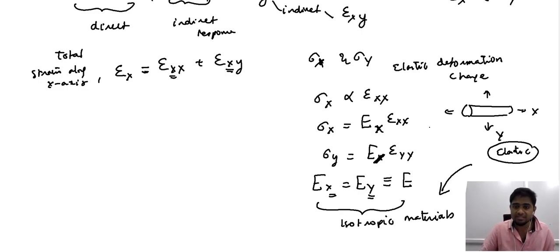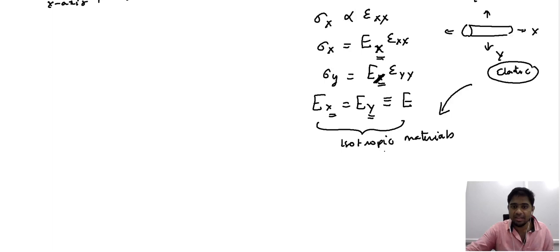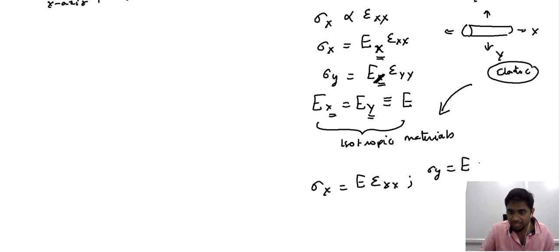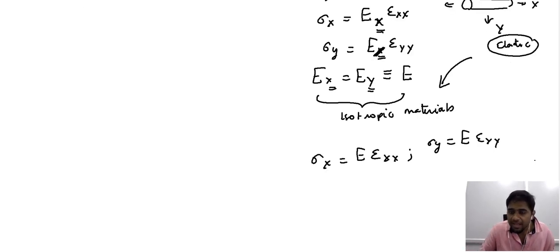So in that case, we can get rid of the subscripts for the constants. What we end up having is ultimately sigma x equal to E epsilon xx and sigma y equal to E epsilon yy. So this expression we are able to arrive at for a special category of materials called isotropic materials.